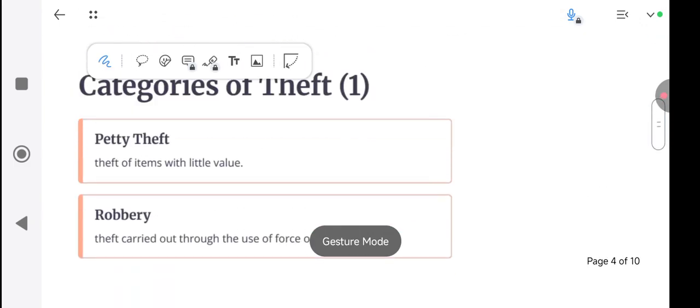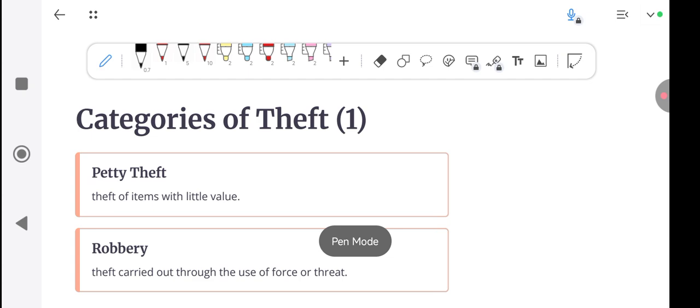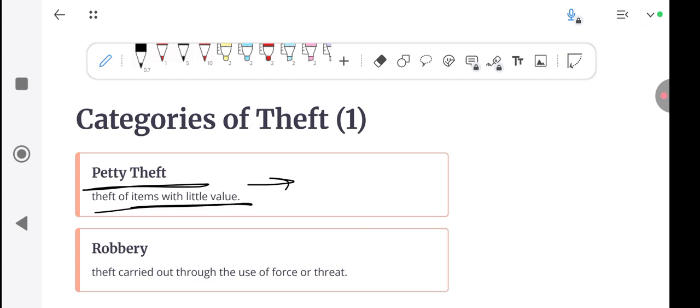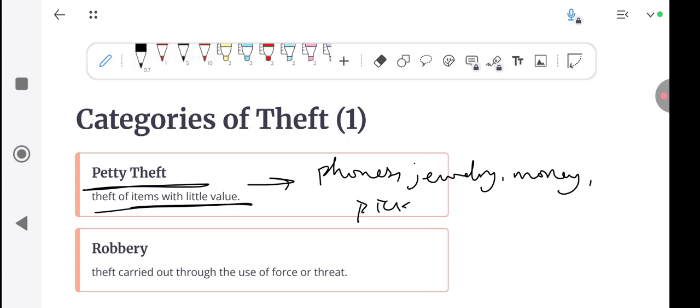Another category of theft is petty theft. Now, petty theft is theft of items with little value. For example, phones. People that steal phones, that steal jewelry, that steal money, little monies like pickpockets. These are examples of pickpocketing. These are examples of petty theft.